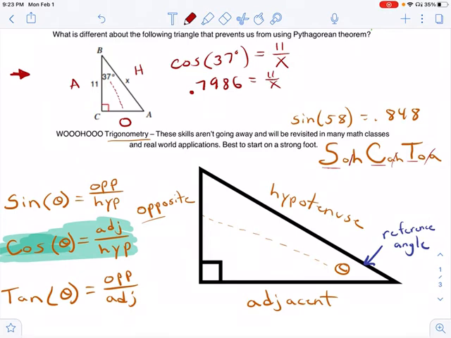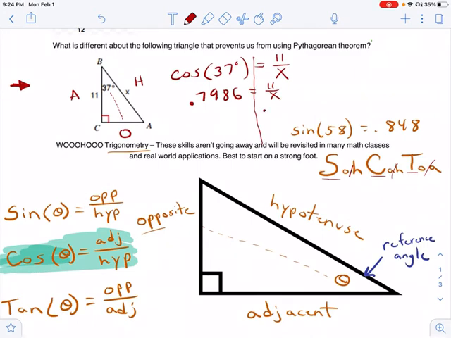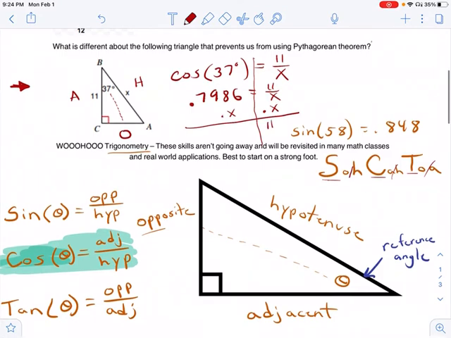Now, we still have this equation where we might be struggling to think about how to solve it, but I'll show us the long route, and then the shortcut that we're going to take from now on. The longer route is to say, I really don't want this x in the denominator, so I'm going to multiply by x on both sides. When I multiply by x, this side becomes 11, and this side becomes 0.7986x. Now I'm staring at this, so I'm going to divide both sides by 0.7986.